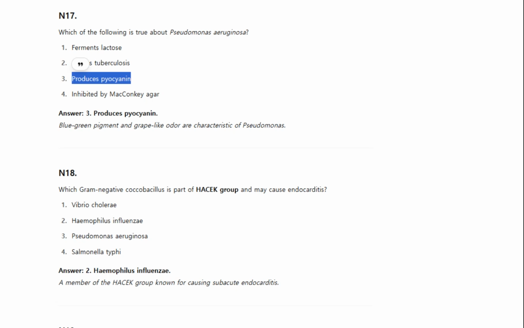N18. Which gram-negative coccobacillus is part of the HACEK group and may cause endocarditis? 1. Vibrio cholerae. 2. Haemophilus influenzae. 3. Pseudomonas aeruginosa. 4. Salmonella typhi. Answer: 2. Haemophilus influenzae, a member of the HACEK group known for causing subacute endocarditis.